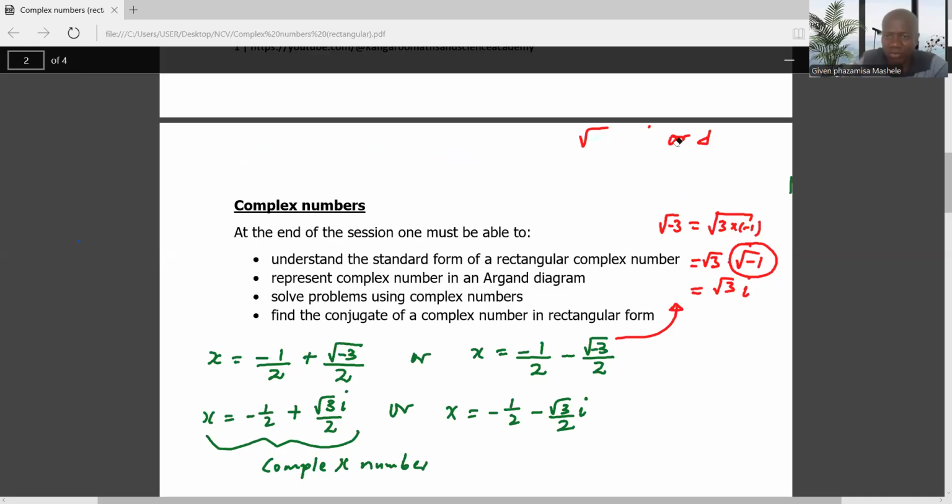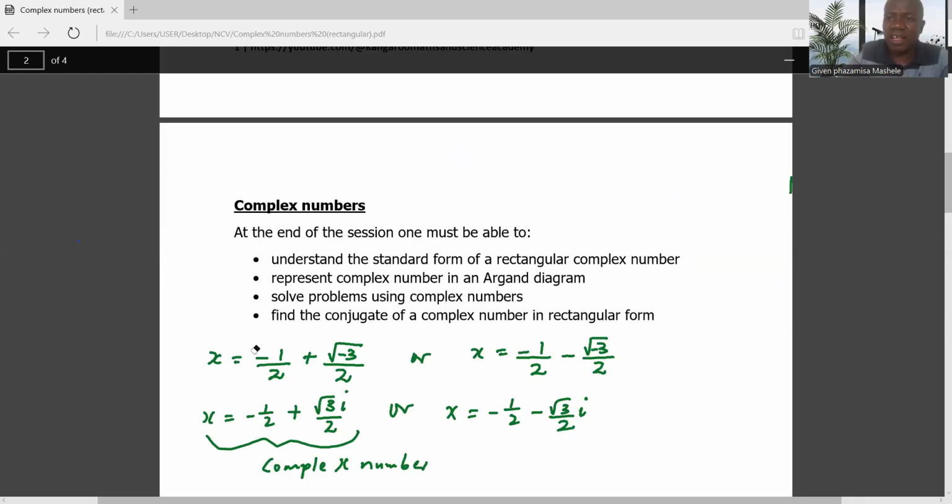Then we can continue and say, wherever we have a real number, a complex number can be written in a standard form. Let me write the standard form of a complex number. The standard form of a complex number is x equals a plus bj. Oh, let me use i here. We use either j or i interchangeably, so there's no problem with that. But for this one, I'll use the i.